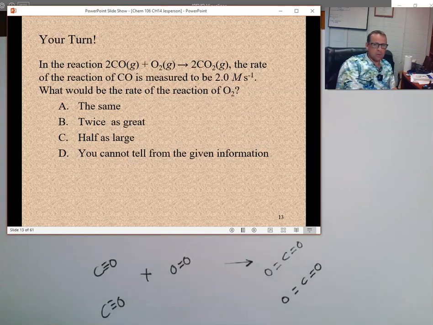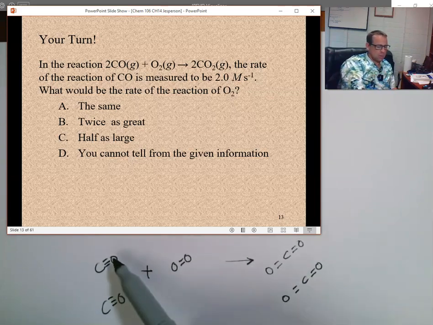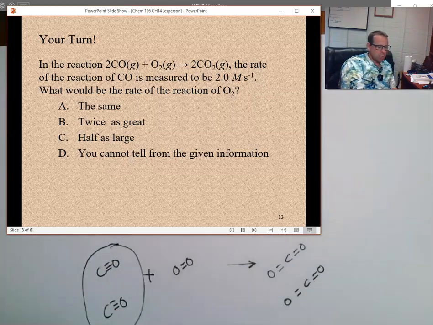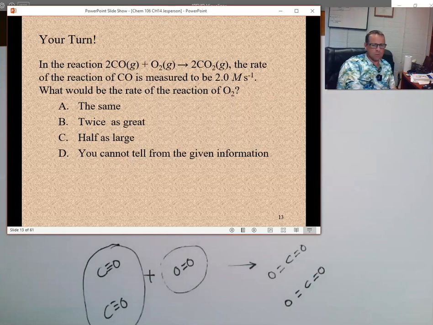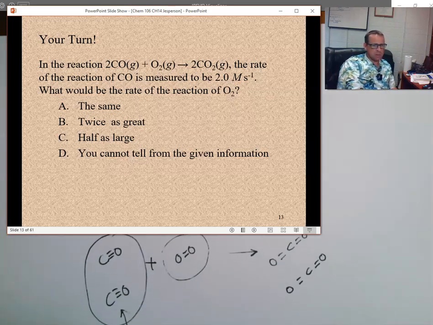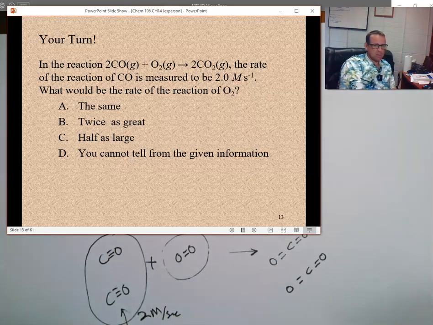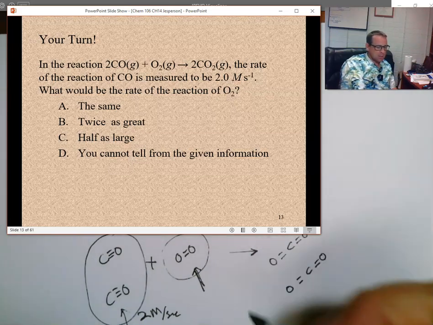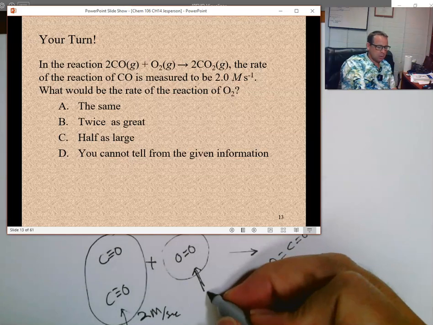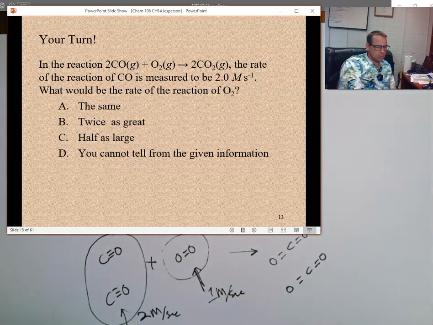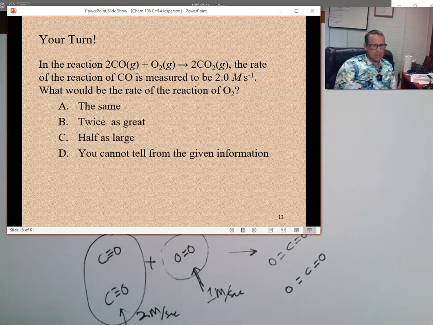So for this process to occur once, every time it occurs, I have to consume 2 of these and 1 of those. Right. Do you agree with that? Yes. So if we know that the rate of disappearance of this stuff is 2 molar per second, then its concentration is only going to disappear at 1 molar per second. Right? Because only 1 is needed for every 2 of these. Can you see that? Yeah. So what would be the answer up there?